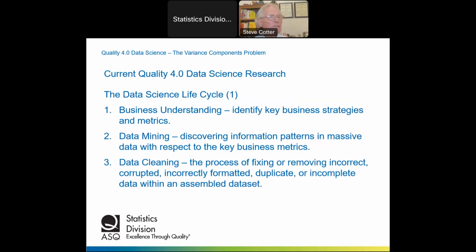The data science life cycle has 7 sequential steps that repeat cyclically. First is business understanding, identifying the key business strategies and metrics, the context within which the data science is to be applied, data mining, data analytics. Second step is data mining, that's discovering information patterns in massively large data with respect to those key business metrics. Once you have representative patterns, data cleaning is next, just the process of fixing or removing incorrect, corrupted, incorrectly formatted, duplicate, or incomplete data within an assembled data set.